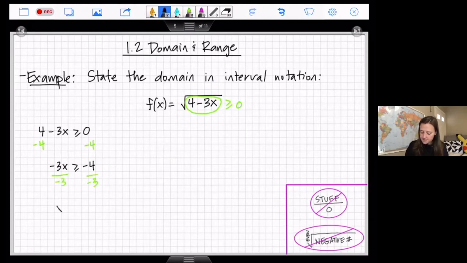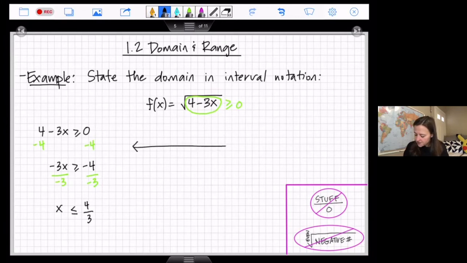And I get x. And then on the right-hand side, I'm going to get a positive 4/3. And I picked this example to remind you of this. You may have forgotten, when you're solving an inequality and you divide both sides by a negative, you have to remember to flip the inequality. So that greater than or equal sign is going to become a less than or equal to sign. So our domain is going to be x less than or equal to 4/3, 1 1/3.